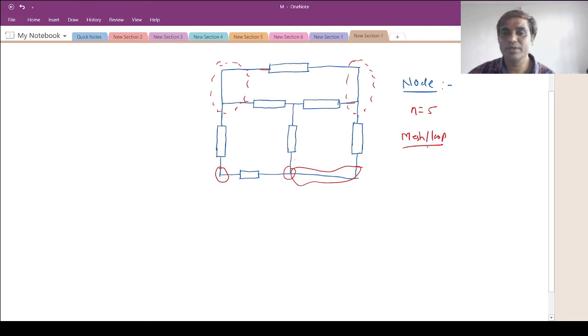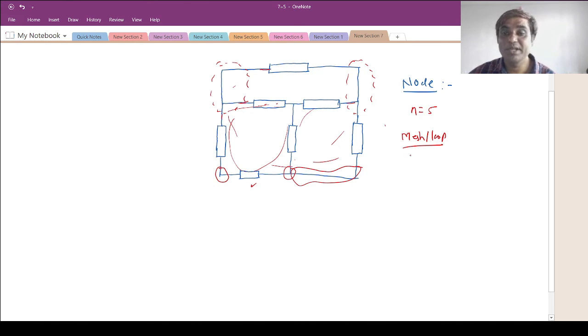So in order to define the loop, basically any closed path which is made up from the branches. And what is a branch? A branch is that which consists of some element. So this is one branch, second, third, fourth, fifth, sixth and seventh. Okay, so a loop is the closed path made from the branches. So this I can call one loop, this is the second loop, this is also a third loop, etc.